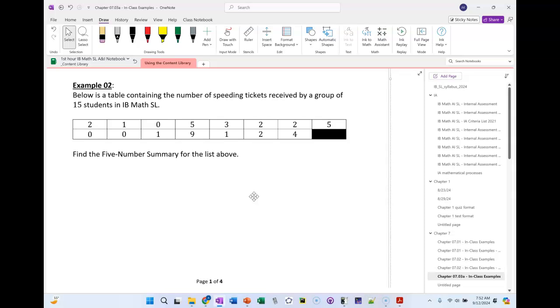Reese is like, now you tell me. Sorry, dude. Them's the breaks. This group of 15 IB Math SL students needs to slow down.